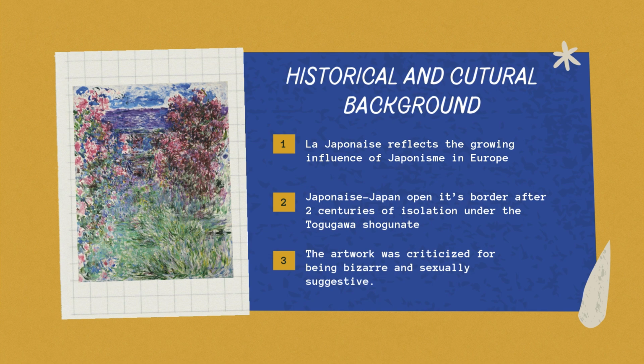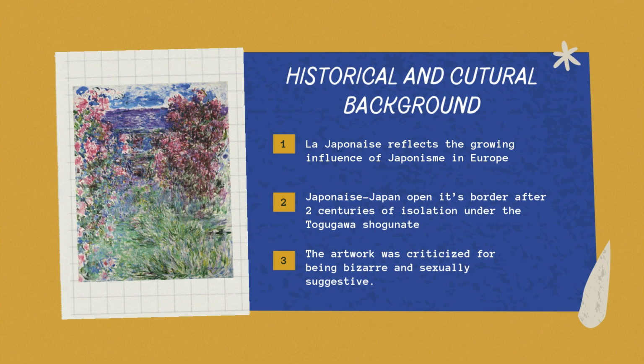And besides, when La Japonaise was exhibited in 1876, it received a mixed response. Some praised its innovative approach and striking use of color, but others criticized it as bizarre and even sexually suggestive. In response to the criticisms, Monet did not entirely withdraw the painting from public view, but it remained a lesser discussed work compared to his other masterpieces. And later in Monet's life, he distanced himself from the painting.